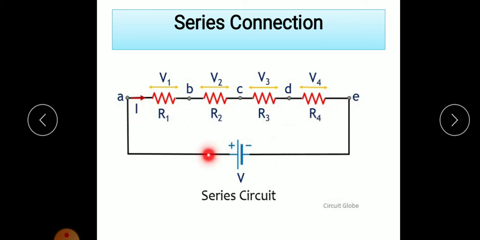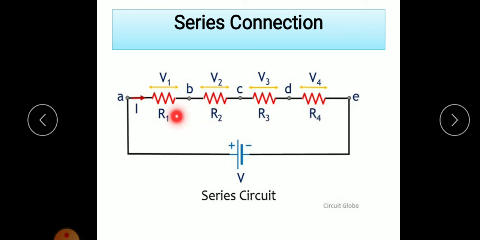So like in the parallel connection, we saw that when the current I reaches the point A, it gets divided into different branches, right? But here there are no branches. So what will happen to this current? Yes, the same amount of current will flow through these 4 resistors. That is, if 5 ampere of current flows across R1, then the same 5 ampere will flow across R2, R3 and R4. There is no change in current across each resistor.